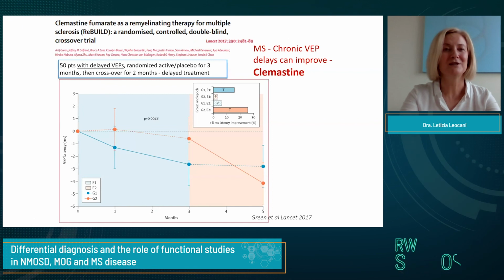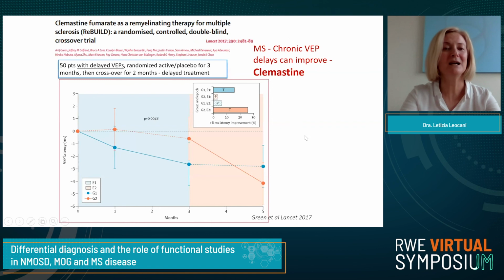We can consider that in people with MS, it is possible also to promote remyelination, as for example in this trial using clemastine, but little is known about the possibility to remyelinate optic nerve lesions in people with anti-MOG syndrome, for example. So we need to collect more data on this.